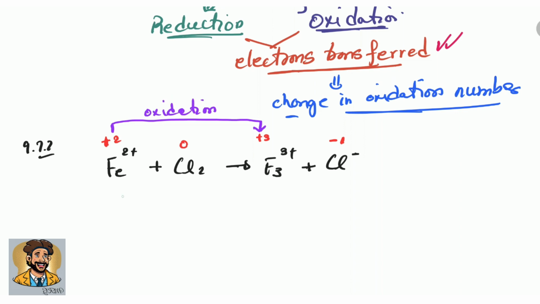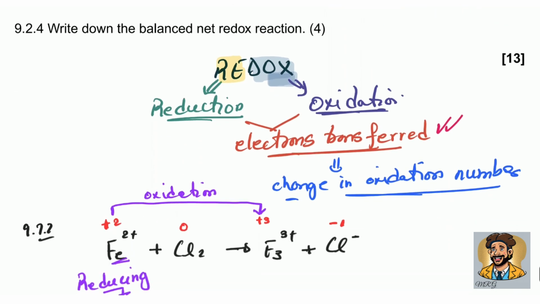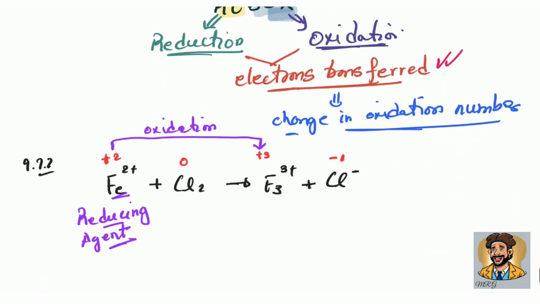That one is oxidation. So iron is being oxidized and therefore is the reducing agent. So we identified the reducing agent. They say explain your answer in terms of oxidation number. Why? Because the oxidation number increases.